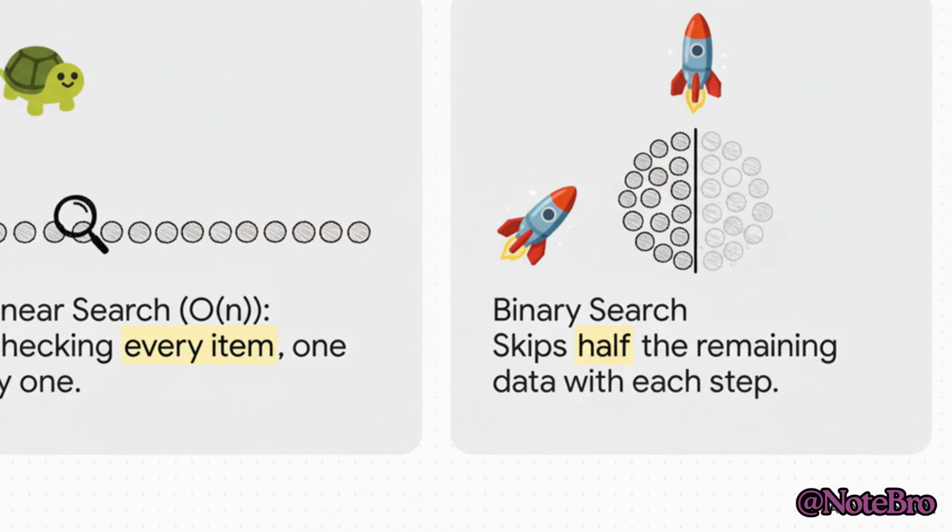Over in the slow lane, you've got what's called a linear search. This is the brute force way, literally checking every single item, one by one. But then you have the express lane, binary search. Instead of going one by one, it's way smarter. It chops the entire search area in half with every single guess. The difference in speed is just, it's not even a fair fight. And this whole divide and conquer idea is the key to everything.